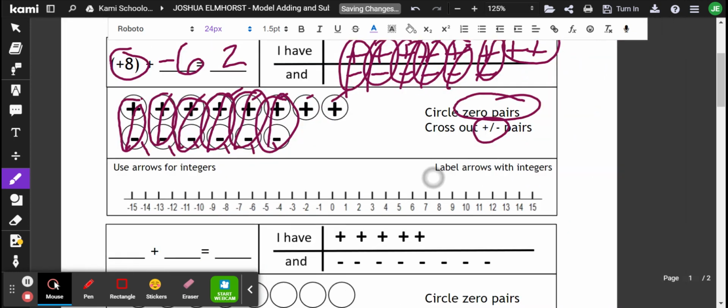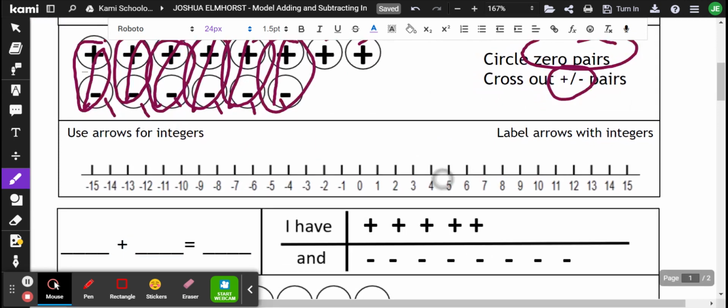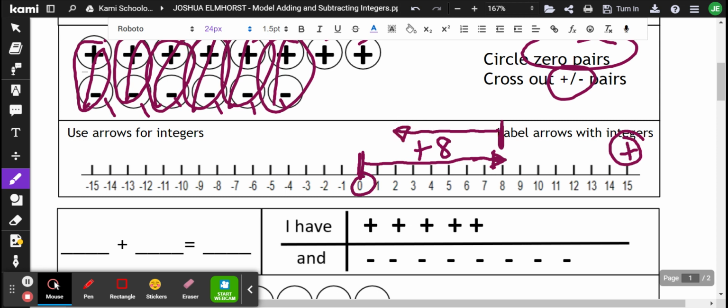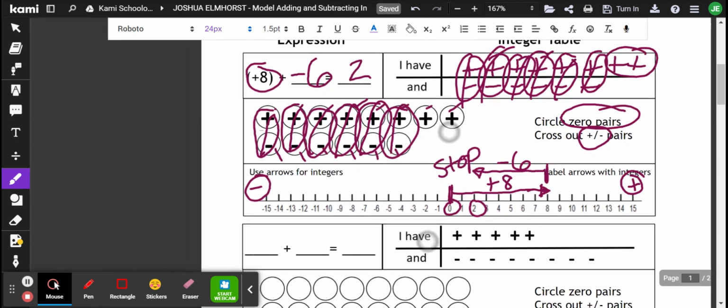On the number line, we're going to use arrows with the integers, always starting at 0. Here's our starting point, and then the first integer goes in the positive direction 8 spaces. We have positive 8, and then since we're at positive 8, the second integer is going to go negative 6. We go in the negative direction 6 spaces, and then we stop at 2. So that should match up with the models up above.